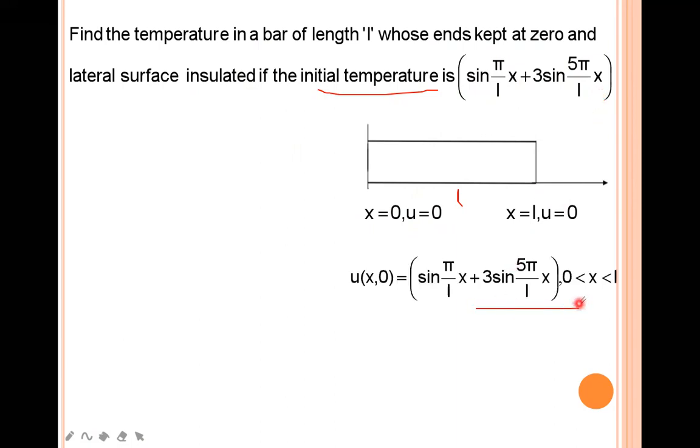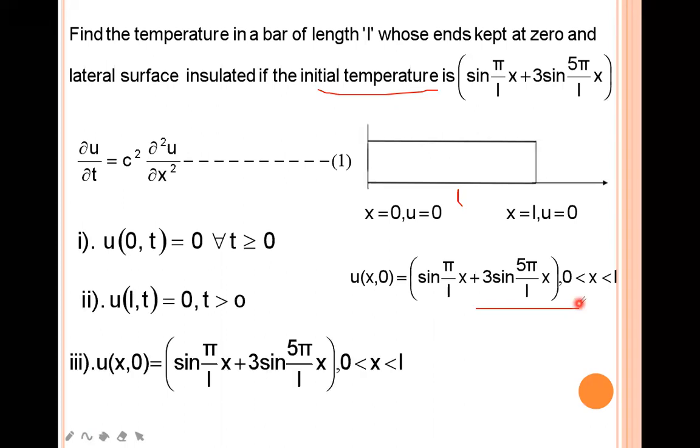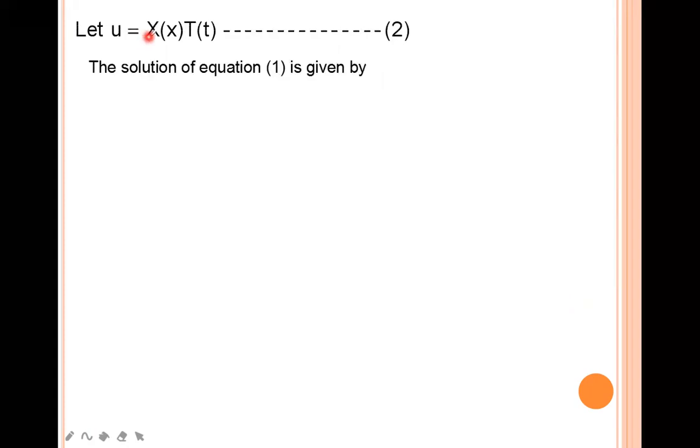Now write down the general form of the one dimensional heat equation. These are the given boundary conditions: u(0,t) = 0, u(L,t) = 0, and u(x,0) = sin(πx/L) + 3 sin(5πx/L). For this, by using the method of separation of variables, we get the solution of equation 1: u = c1 e^(-p²c²t) (c2 cos px + c3 sin px). Now using the given boundary conditions, we have to find the values of c1, c2, c3.